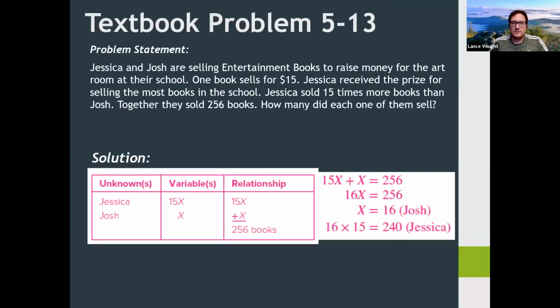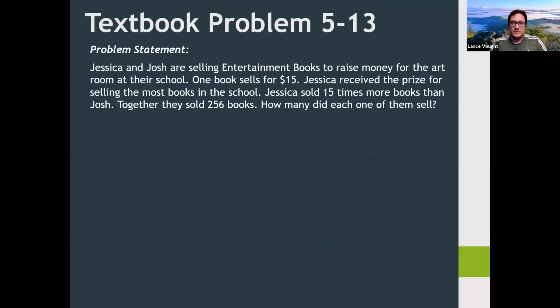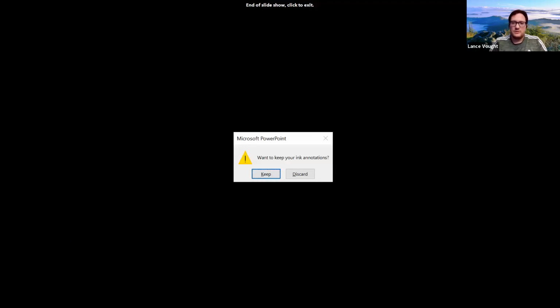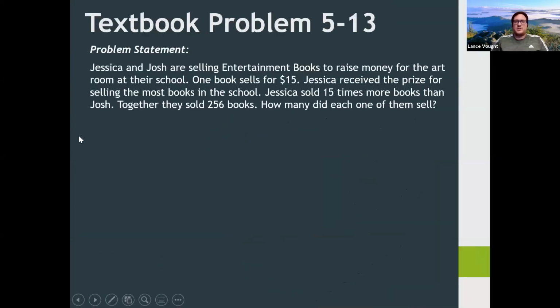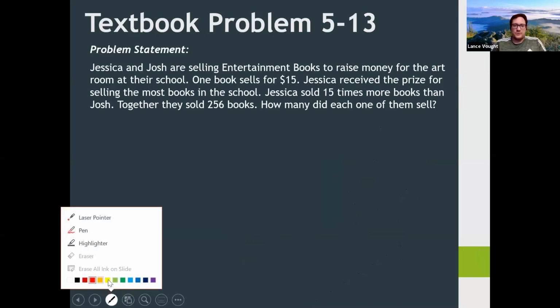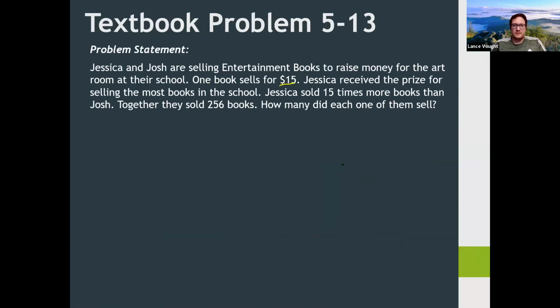So here's a word problem. We'll do one more word problem to make sure you're understanding it. Jessica and Josh are selling entertainment books to raise money for the art room at their school. One book sells for $15. Jessica received the prize for selling the most books in the school. Good for her. Jessica sold 15 times more books than Josh. Together they sold 256 books. How many did each of them sell?